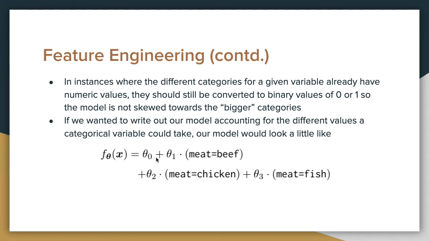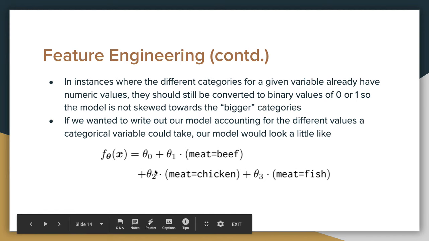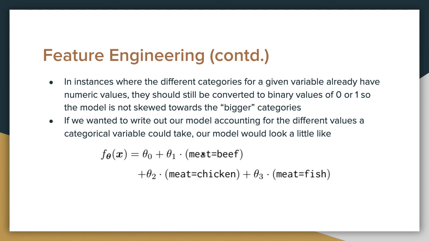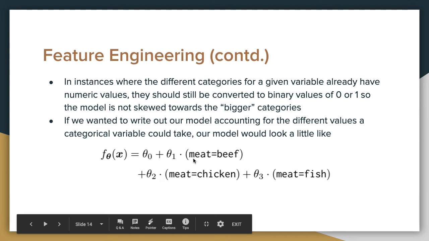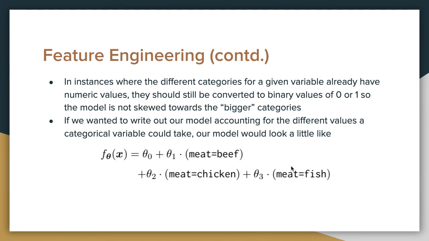In terms of notation, I just want you to see what it looks like when we have one-hot encoding going on. So this is a model where, let's say we were trying to predict something based on what kind of meat we're working with, and your meat could take three different categories. This is what your model would look like. You'd have a model weight assuming the meat was beef, a different model weight if it was chicken, and a different model weight if it was fish.